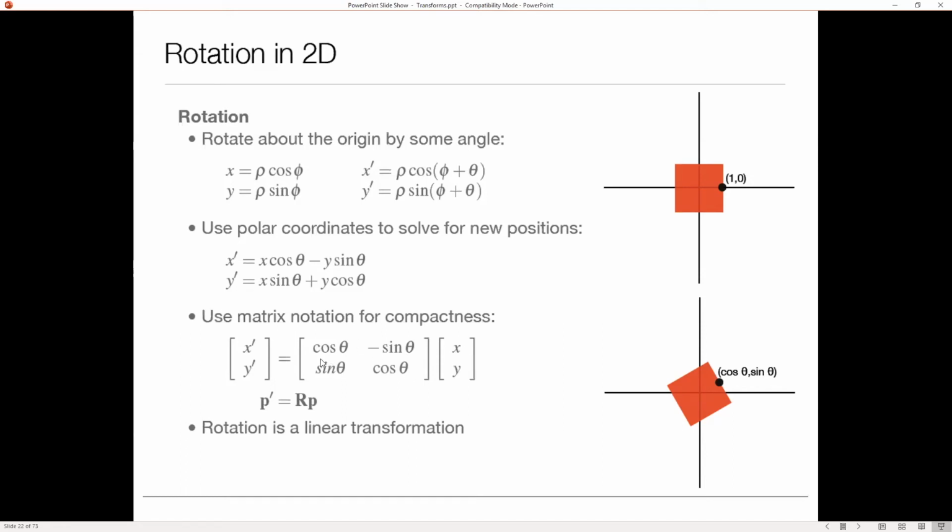And when we multiply this matrix, we're going to get x times cosine theta minus y sine theta, right? We get back exactly this formula. So the rotation matrix is exactly what this formula is.